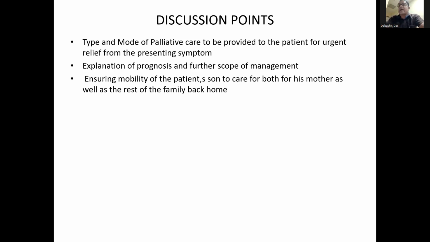After 20 days, we released the patient with much comfort regarding her pain and distress with morphine, as well as targeted therapy in the form of gefitinib. And with the assurance that the patient's party, her son, will come after 1 month, and the patient assured us that she will come after 2 months. And that's it. But till now, is there anything that can be suggested from the audience?